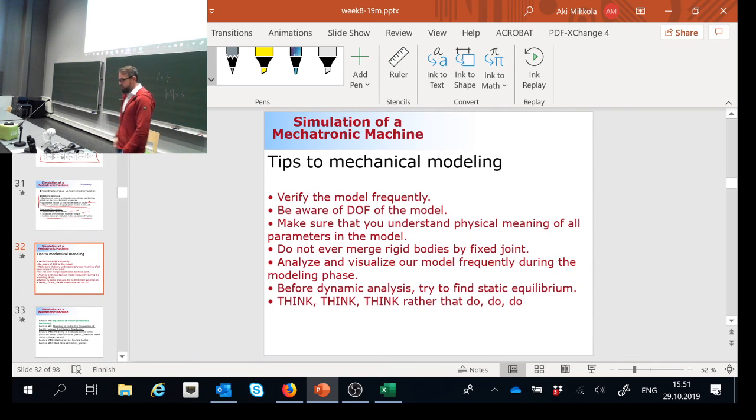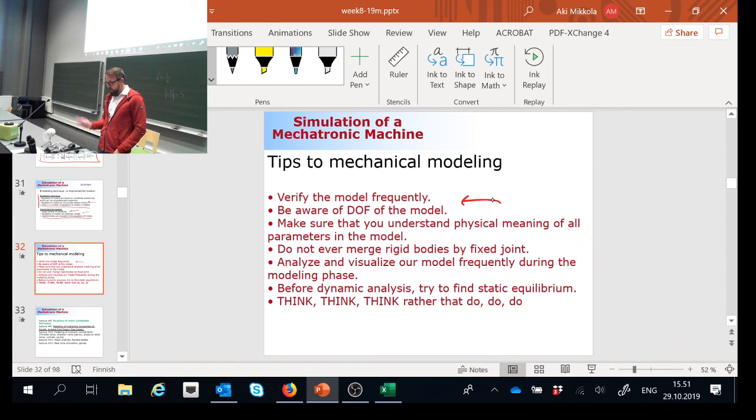Then a few tips for mechanical modeling when you're doing your simulation assignment. Verify your model frequently. Keep watching how the model behaves. And if it behaves in an unexpected way, figure out why it's actually doing it. Is that a feature of the system you're studying, or is it something where you have made a modeling mistake? That's very important for you to keep track of all the time. Verify the number of degrees of freedom. That's good to keep in mind all the time.